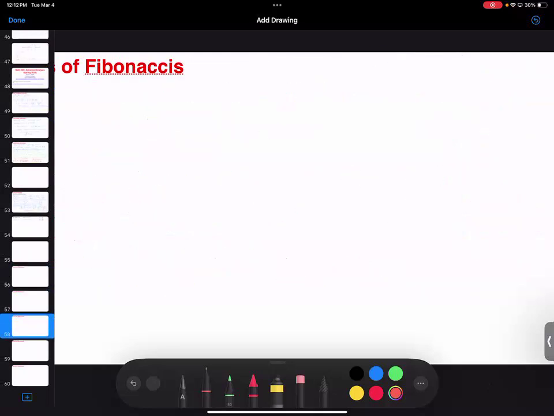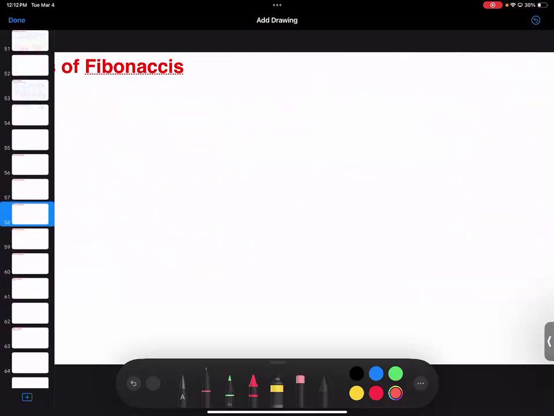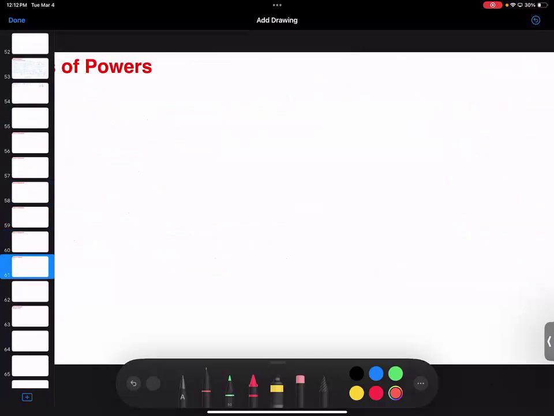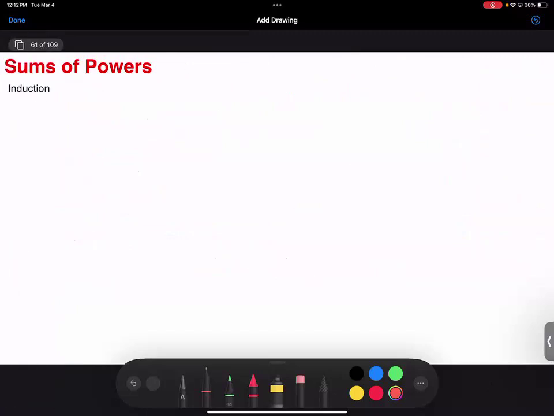And so this leads to, I think I left a lot of space. Okay, sums of powers. So does everyone agree that if I want to do 0 to the k plus 1 to the k plus dot dot dot plus n to the k, this is some polynomial in n of degree k plus 1?